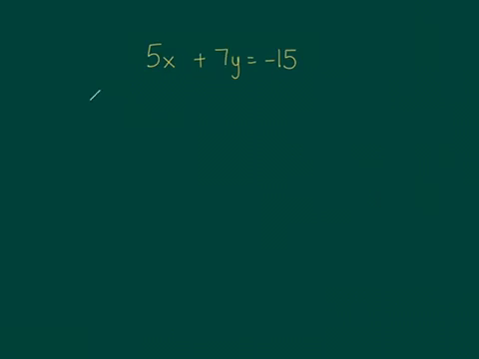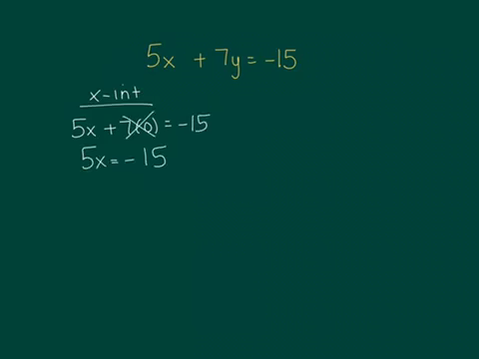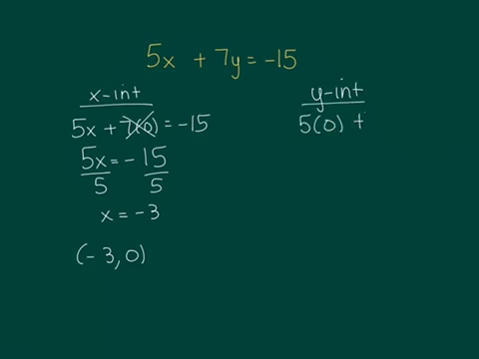So again, for the X-intercept, I'll replace the Y with 0. So this basically just goes away, and I have 5x equals negative 15. Divide both sides by 5, and I get x equals negative 3. So the X-intercept is at negative 3, 0. For the Y-intercept, I will go ahead and replace x with 0. So I have 5 times 0 plus 7y.